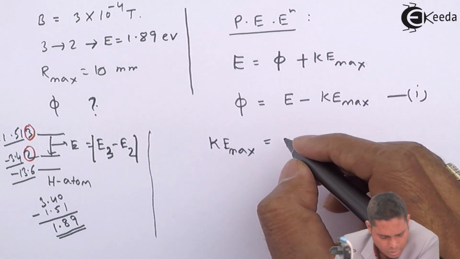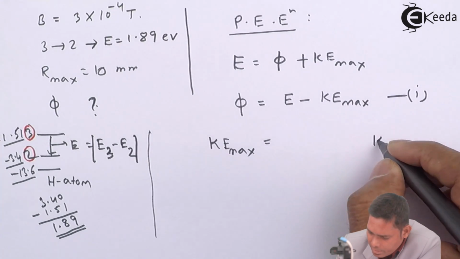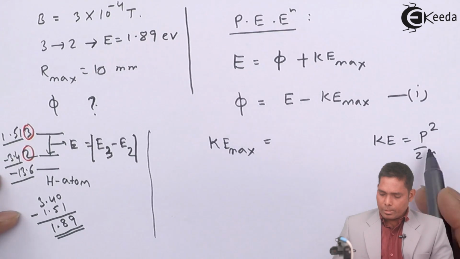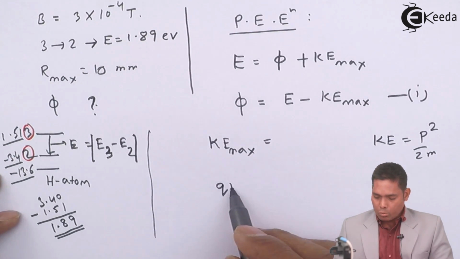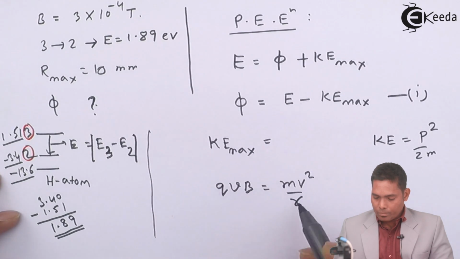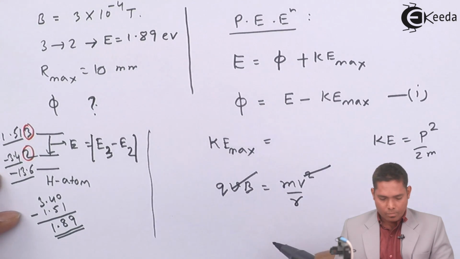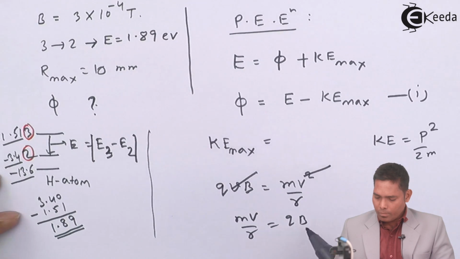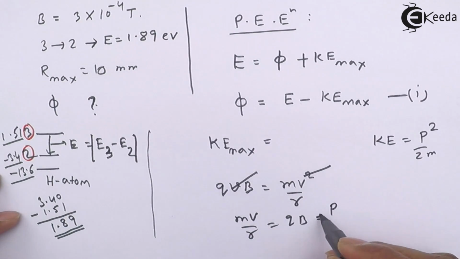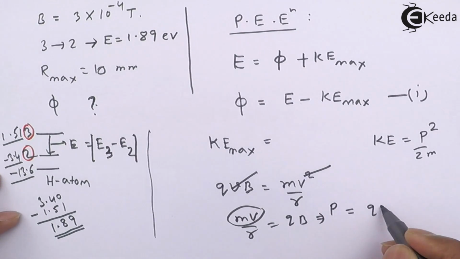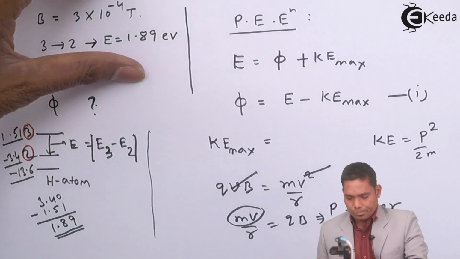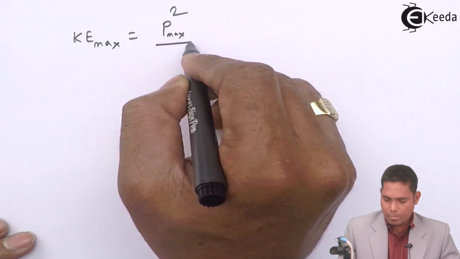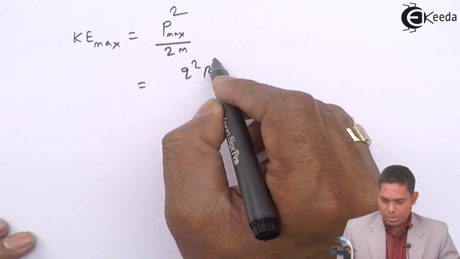The velocity is also not given, so I have to modify that expression, because kinetic energy is also p square by 2m, so I have to find this p. I will go back to the basic equation. QVB is mv square by r. So from here one v goes, so mv by r is equal to qB, or p equals qBr. So kinetic energy maximum equals p square maximum by 2m, which is q square B square r square divided by 2m.